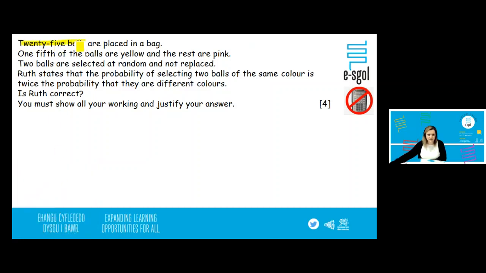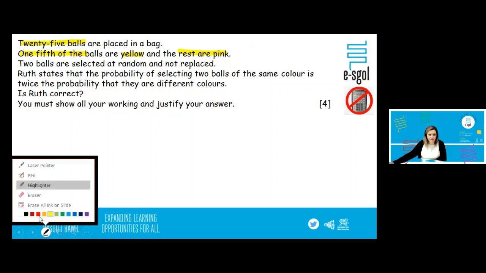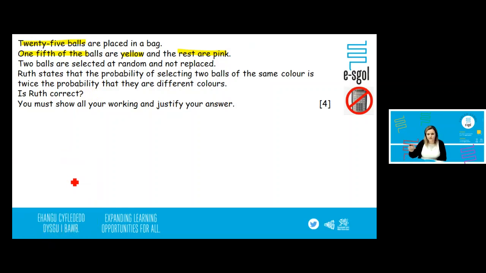Okay, so 25, and 1/5 are yellow. The rest are pink. Now I'm not even going to carry on reading at this stage. I'm going to work out how many yellow and how many pink I have altogether. So if you've got 25 in total and 1/5 of them are yellow, we need to find 1/5 of it. Now in maths, "of" means to times. So 1/5 multiplied by 25 means you're finding 1/5 of 25.